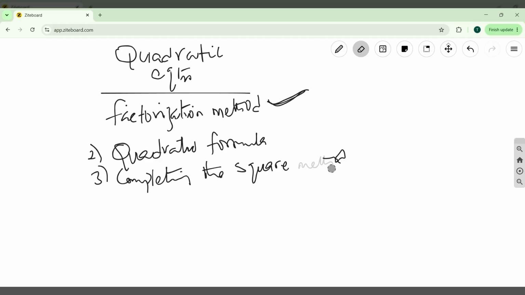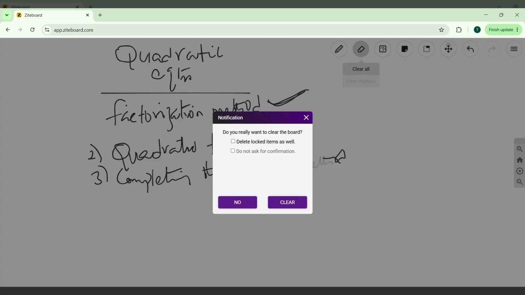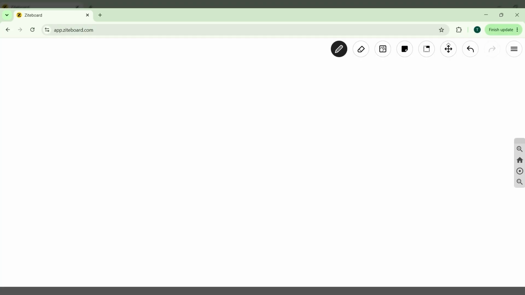Welcome to another class with Math Academy, and today we'll be learning the topic quadratic equation and the method we'll be using for solving quadratic equations. In this video, it's going to be the factorization method. There are other methods used in solving quadratic equations, which are using the quadratic formula, and also the completing the square method. But in today's class, we'll be looking at solving questions using the factorization method.